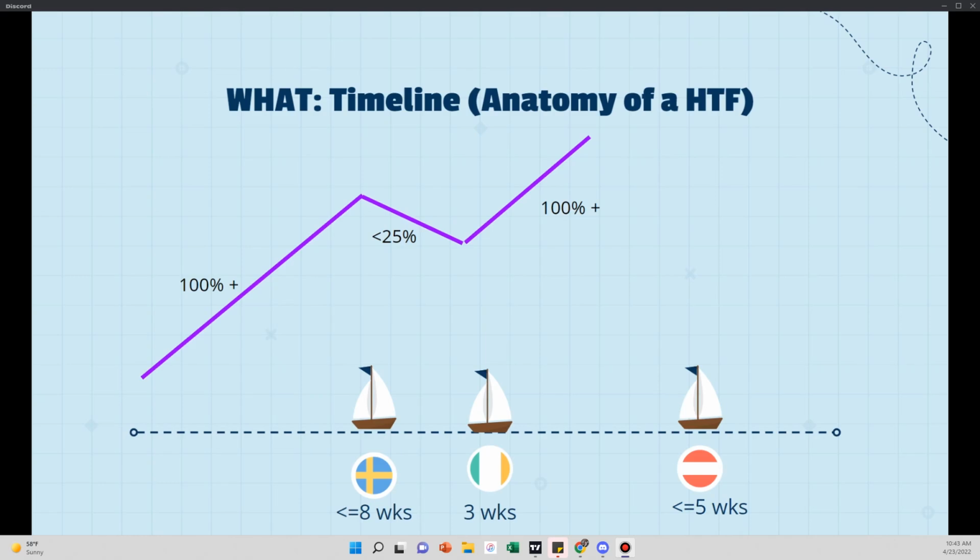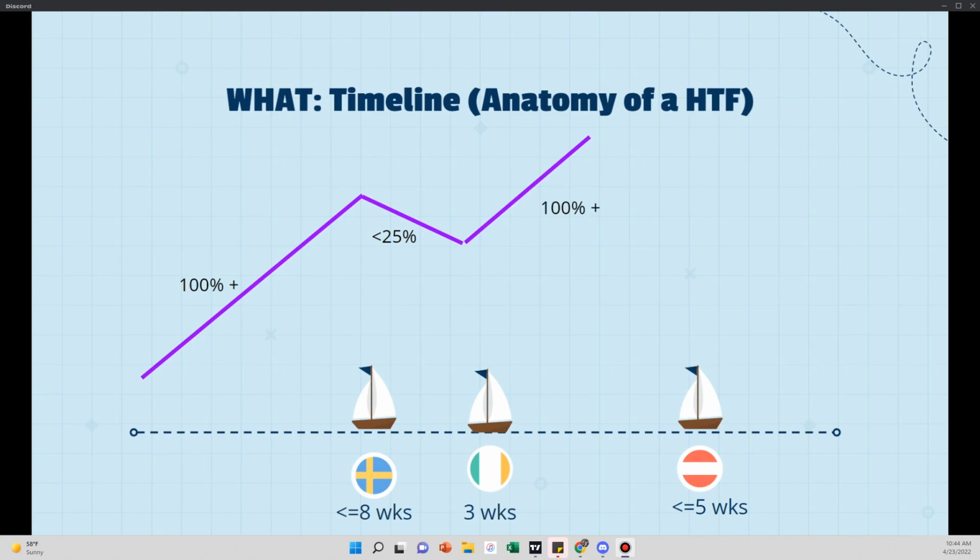The retracement should be smooth, and you should see the lowest point of your retracement within 3 weeks. So it should retrace up to about 25% within the next 3 weeks after the high point. And that is where you get your binoculars out and you start looking for an entry at that point.